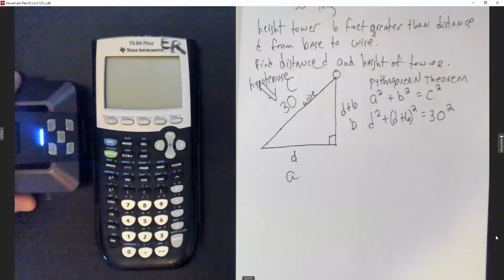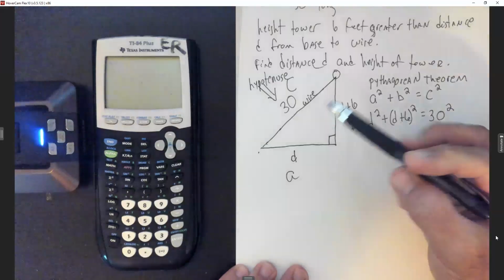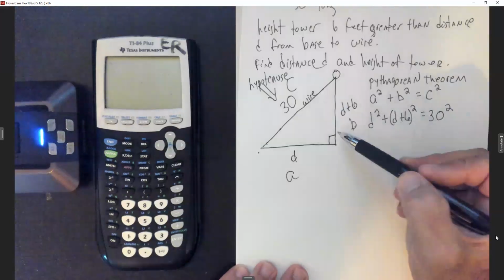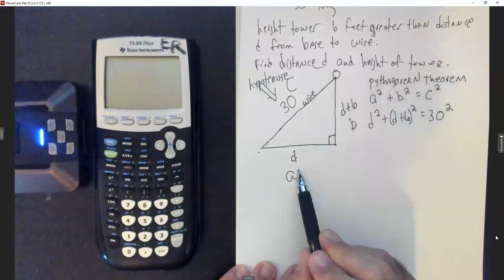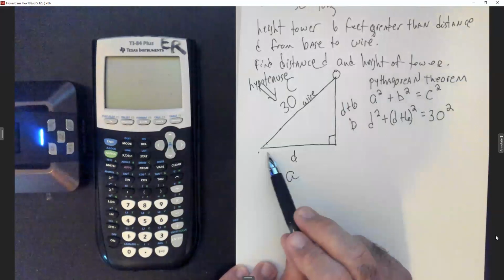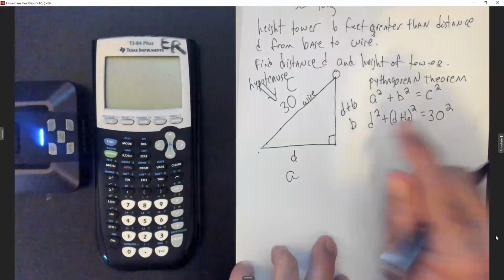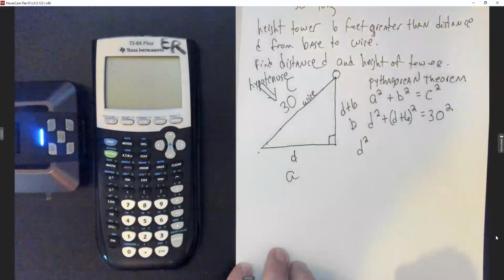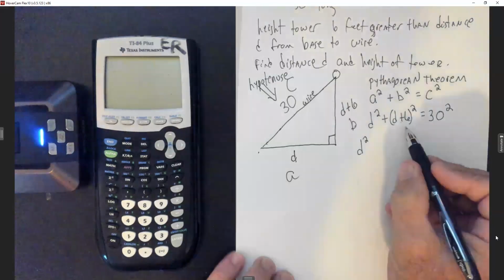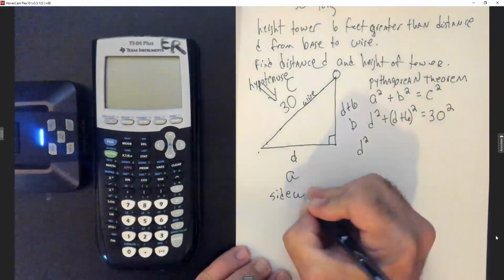So y'all, this is basically just what they gave me. A 30-foot wire stretched from the top of an antenna tower to the ground. Then they told me that the height of my tower was 6 feet more than the distance D from the tower to the wire. So I set it up as a right triangle. So now let's see what we can do. D squared, you can't do nothing with that at the moment. That's just going to stay a D squared. D plus 6 squared, I'm going to work that on the side. So this will be my side work.